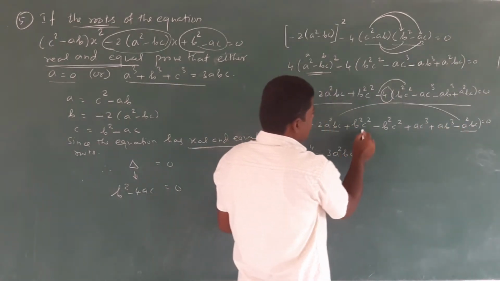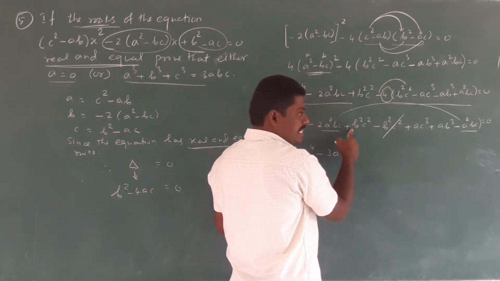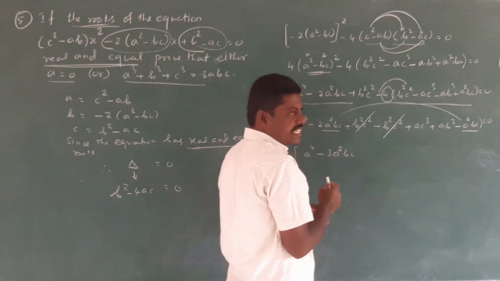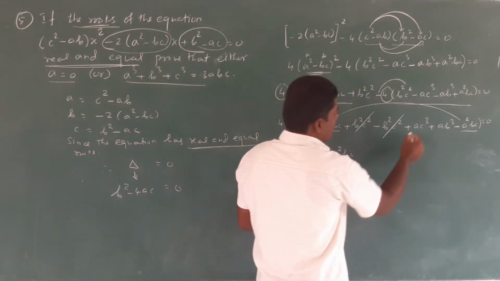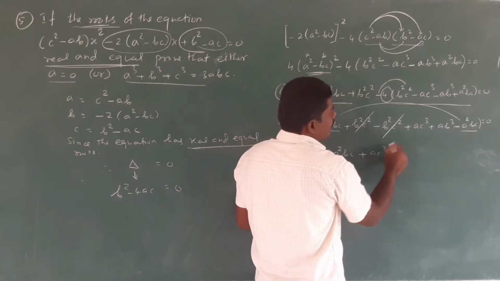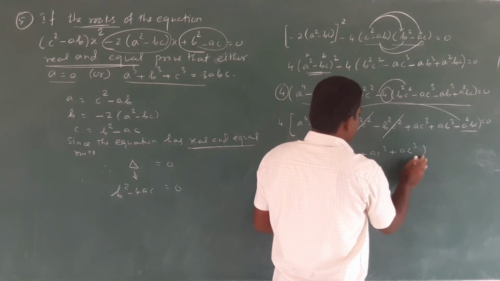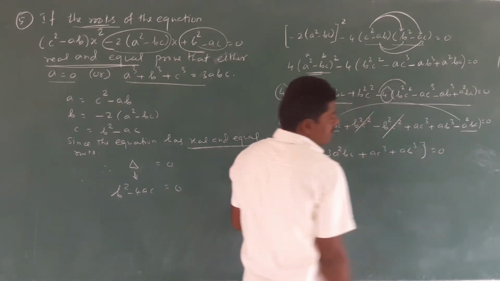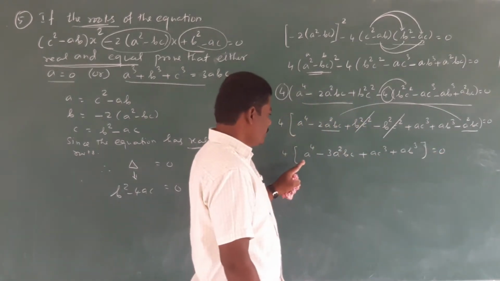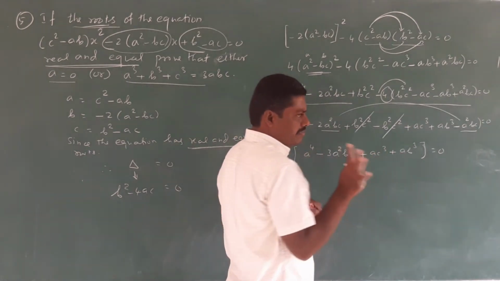Next, B square C square and minus B square C square get cancelled. Next, only one AC cube is there, plus AC cube, and only one AB cube is there, AB cube, which is equal to 0. Understand?